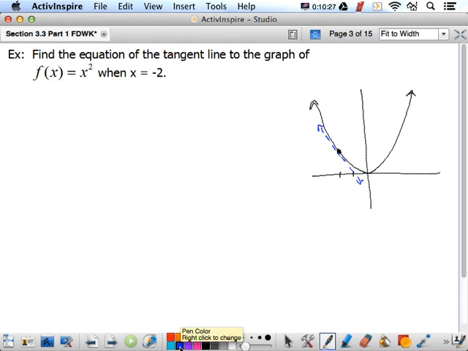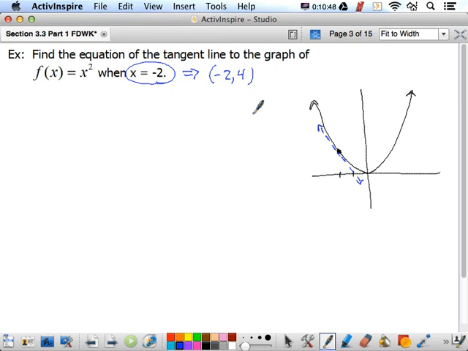To find the equation of any line, we need a point and we need a slope. Now, I wasn't given a point, but I was given an x value, and I can use that x value to find the point, right? So, if I rewrite this as a point, what does it become? -2, 4. So I have a point.